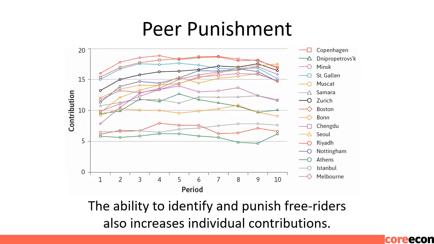Peer punishment. The ability to identify and punish free riders also increases individual contributions. In this game, after observing the contributions of their group, individual players could pay to punish other players by making them pay a $3 fine. For the majority of subjects, including those in China, South Korea, Northern Europe, and the English-speaking countries, contributions increased when they had the opportunity to punish free riders.